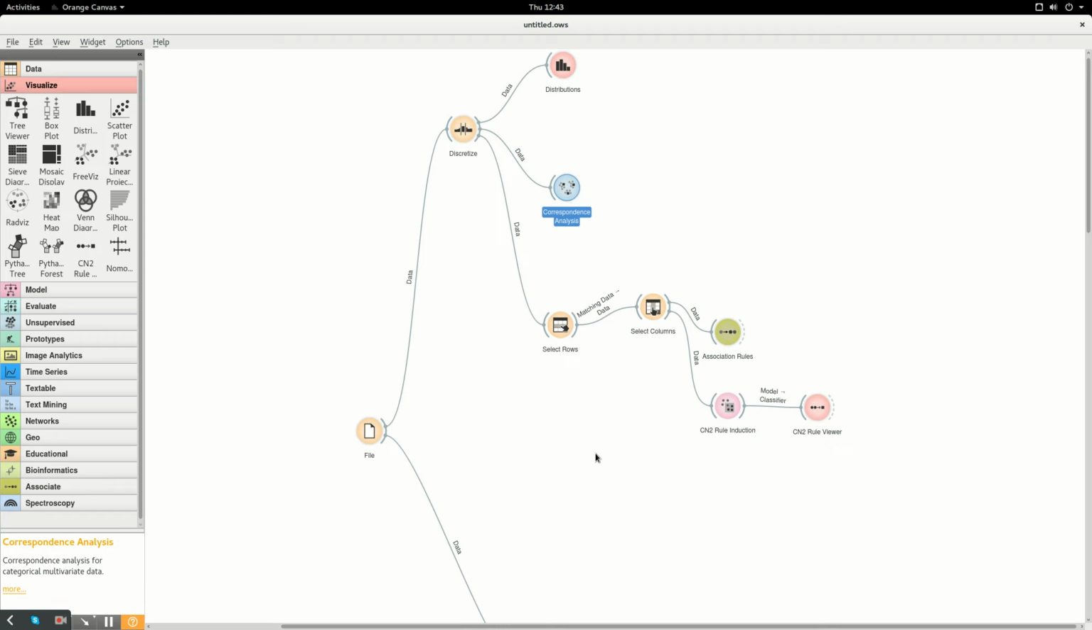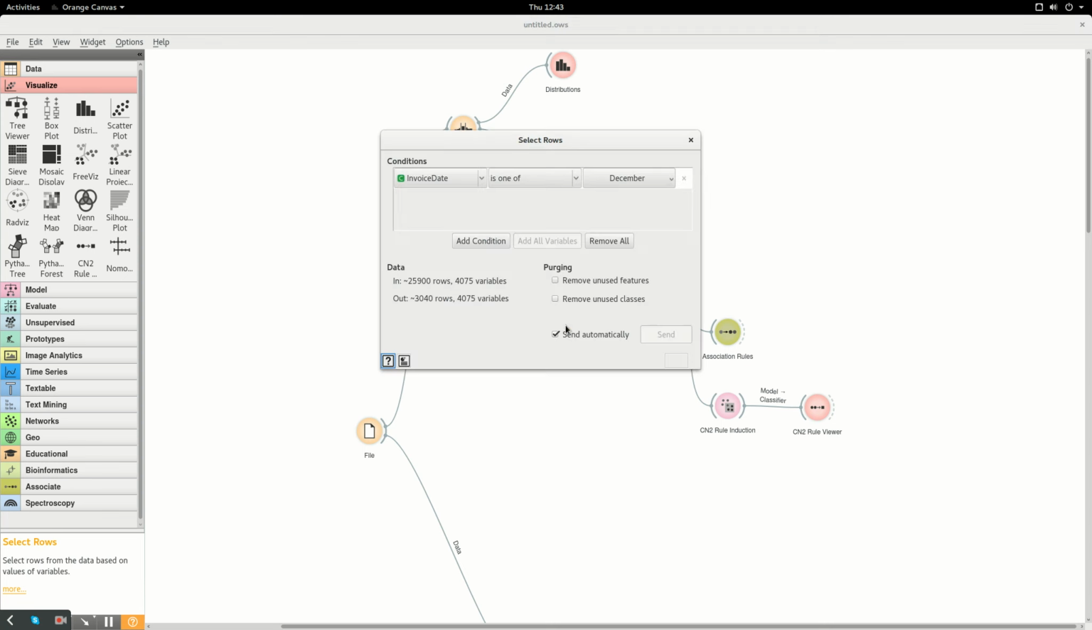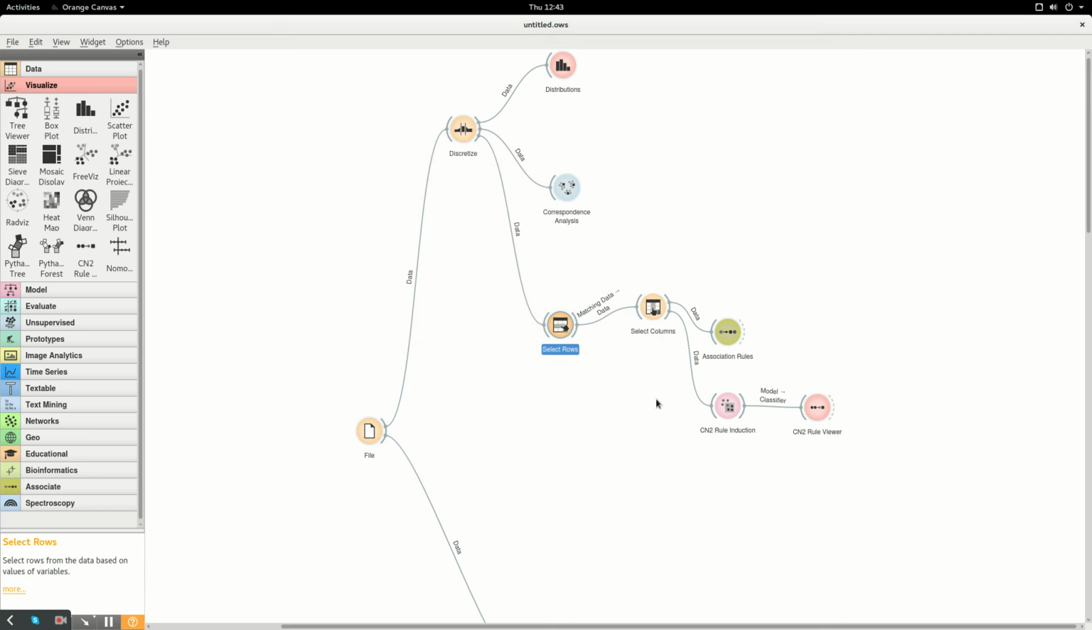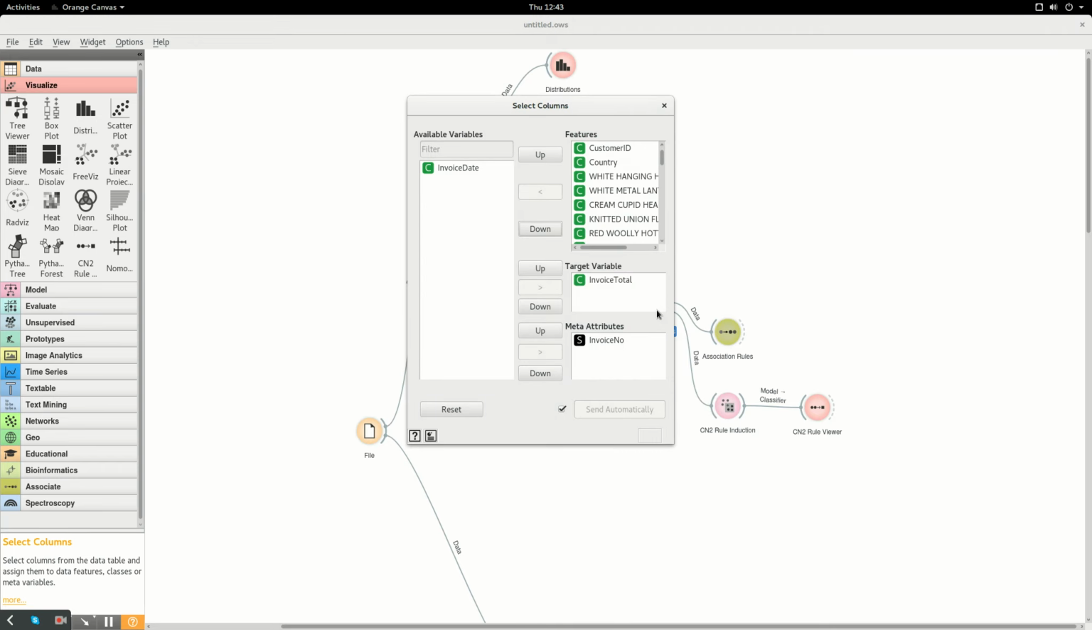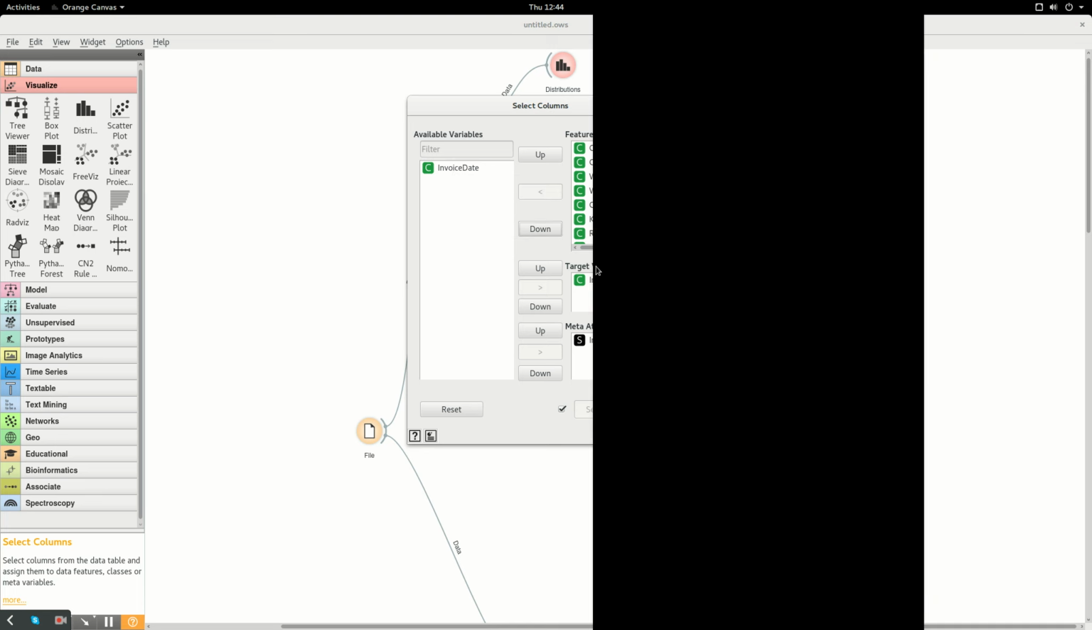And first thing I'm going to have to do over here is, due to the limitations of my machine, I'm going to select only a few rows. So we're going to perform this rule building just for the month of December, for 1 month of the year. And obviously, because we are matching just December, we're not going to bother with asking our machine learning algorithms to see if there is any variance within the invoice date. So we're stripping that out and we're keeping everything else.